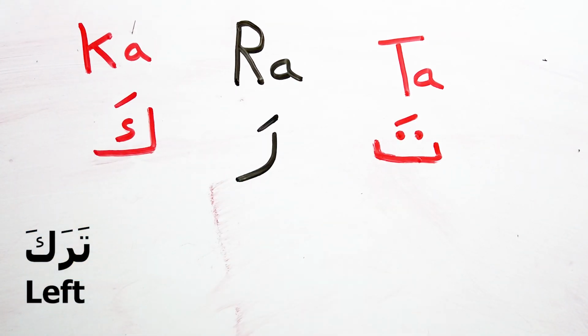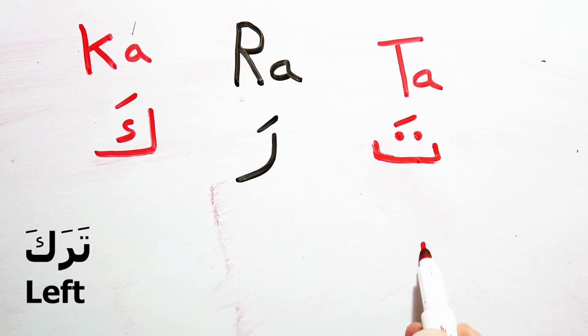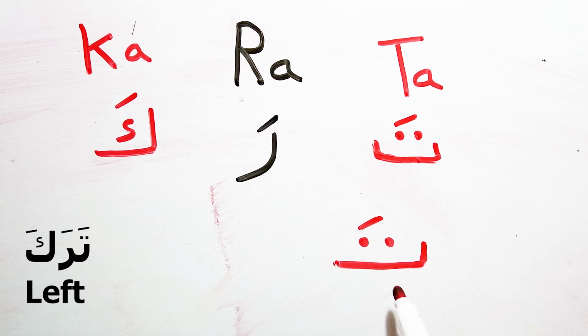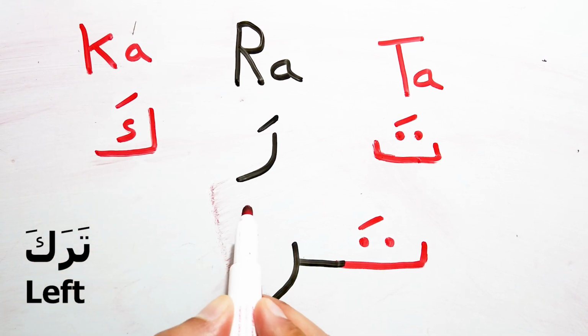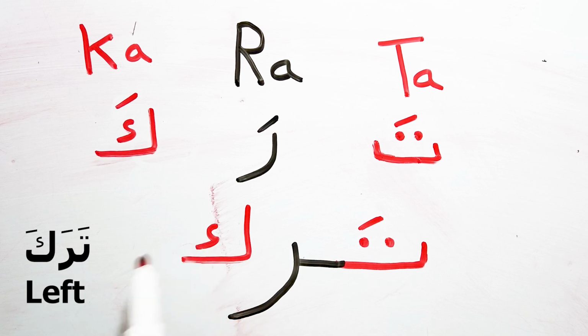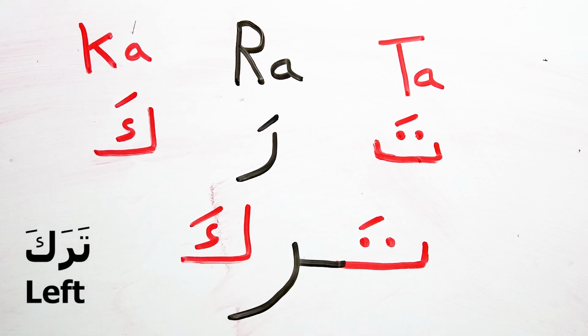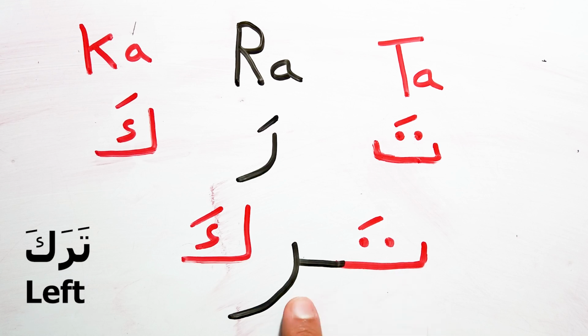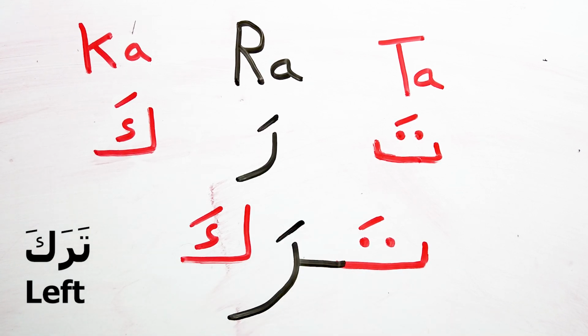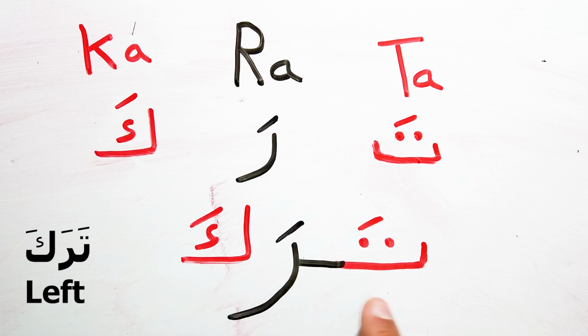Let's connect them. Ta in the beginning of the word. Like this. Ta. Ra in the middle. And finally ka in the end. Let's read. Ta, tara. We forgot the fatha here. Ta, I forgot actually, not we. Ta, tara, taraka.